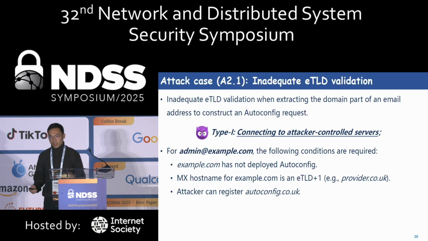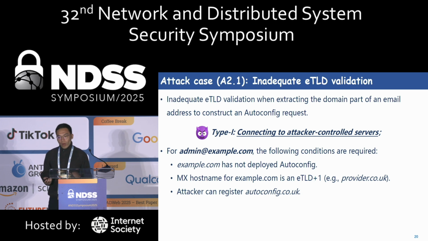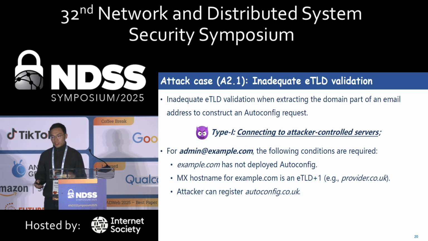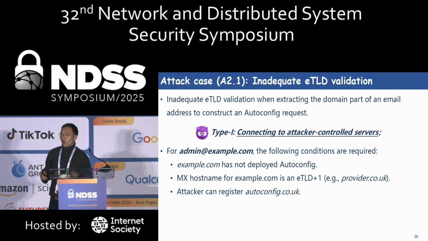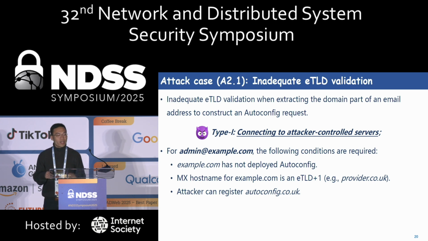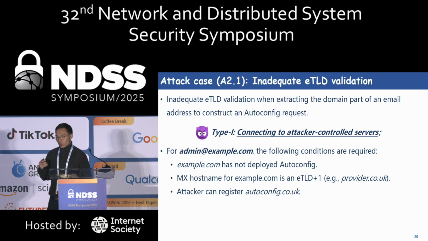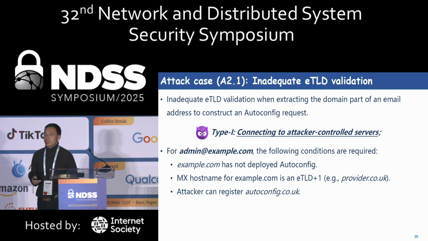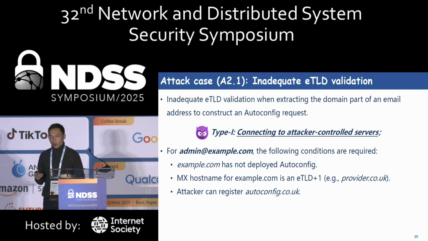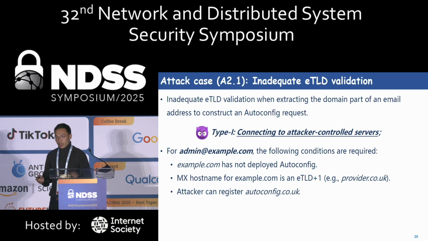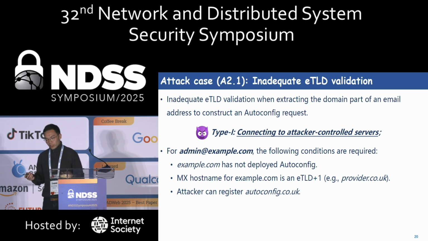Here is an attack case about the type 1 attack. It arises from inadequate effective top-level domain validation when the client extracts the domain part of an email address to construct an Autoconfig request. For admin@example.com, the following conditions are required. First, example.com has not deployed Autoconfig. Second, the MX hostname for example.com is an effective top-level domain plus 1, for example, provider.co.uk. And third, the attacker can register autoconfig.co.uk.